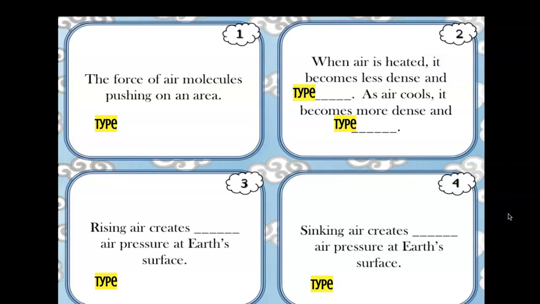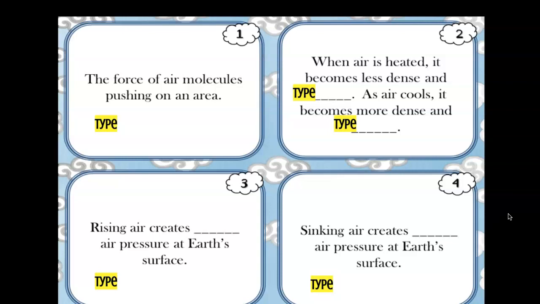All right, task card number 1, the force of air molecules pushing on an area. So this is the force or the weight of all the molecules in the air pushing down, whether you're at sea level or on a mountain. So the definition of this is air pressure, right? Card number 1 is air pressure.